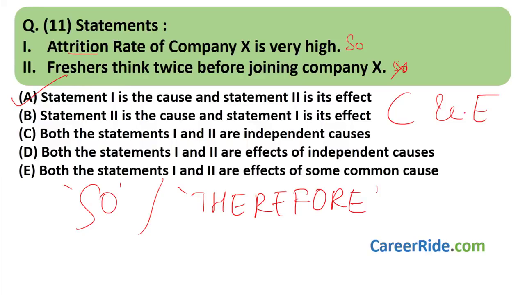Also, you can use options to your benefit. If you are not able to find one cause and effect by these words, simply eliminate option A or option B. Then see if there is at least one effect, then option C also gets eliminated. Then just check out if they have a common cause. If they have a common cause, then D gets eliminated. Answer is E. See how easy it is.